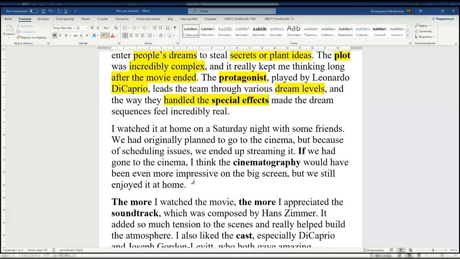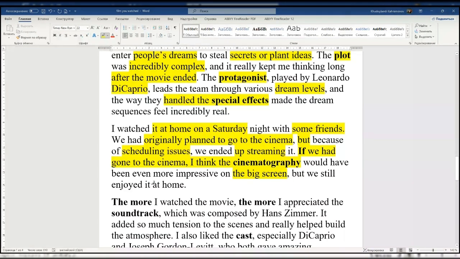It means I watched it at home on Saturday night with some friends, right? I had originally planned to go to the cinema, but because of scheduling issues, we ended up streaming it. If we had gone to the cinema, I think the cinematography would have been even more impressive on the big screen, but we still enjoyed it at home, right?